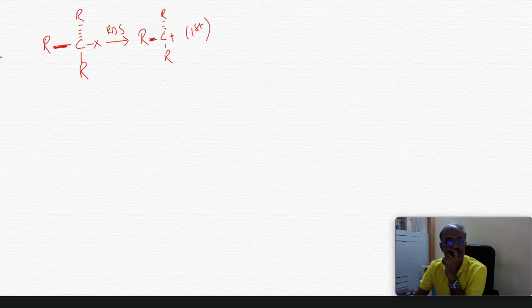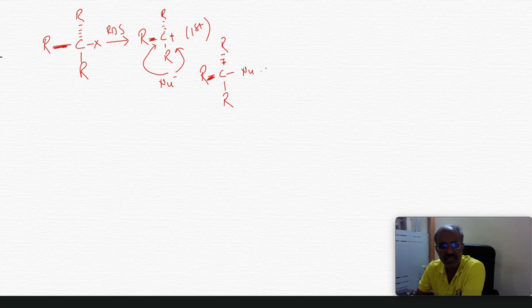Now in the second step, what happens? There is an attack of a nucleophile. The nucleophile can attack either from here or from here. If it attacks from the frontal part, then it will be as such. The position of the bonds is not going to change. But when it attacks from the backward side, obviously the position changes, right? This changes and comes here. So I can say this is nothing else but retention of configuration.